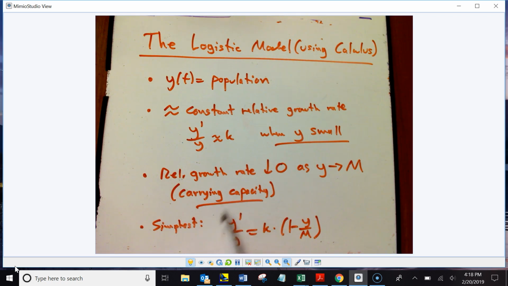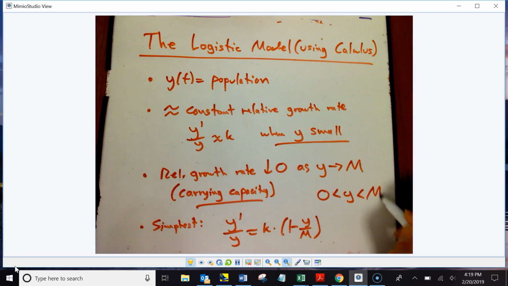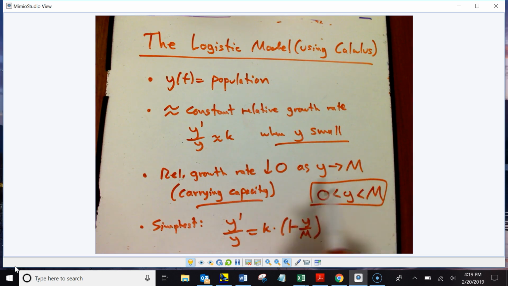That's where the relative growth rate, y prime over y, is this constant k, multiplied by a factor that, when y is 0, just gives you 1, so it returns to the exponential model. But as y increases towards m, this extra factor goes down linearly, which is as simple as we can get, and becomes 0 when y is exactly equal to m. You can totally analyze this differential equation outside the bounds 0 to m, but we're going to focus on 0 to m, since it makes the math a little easier and focuses on this idea of constrained growth.